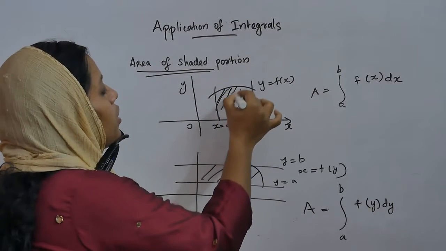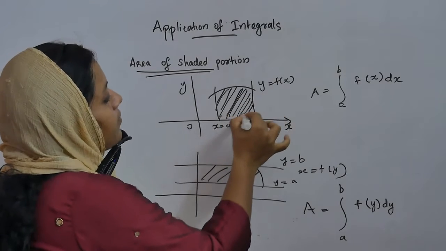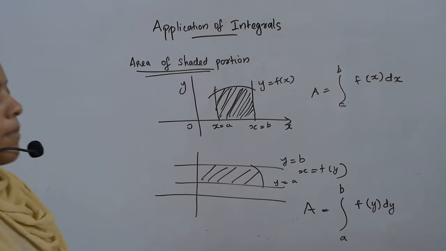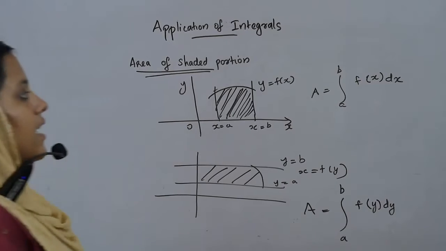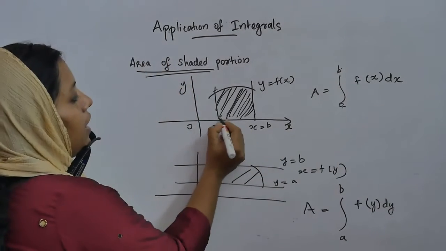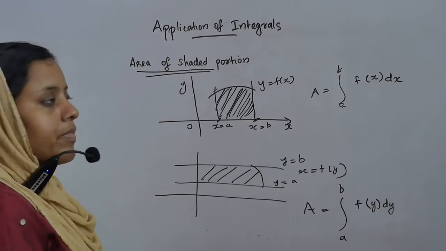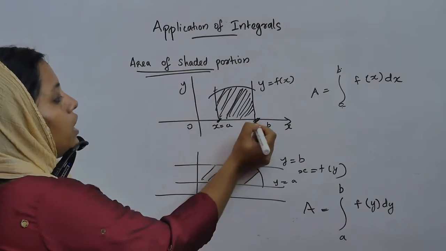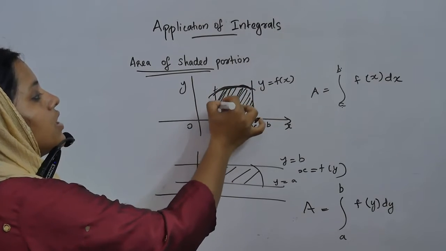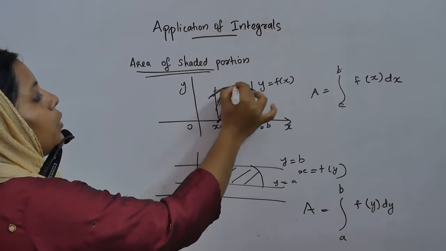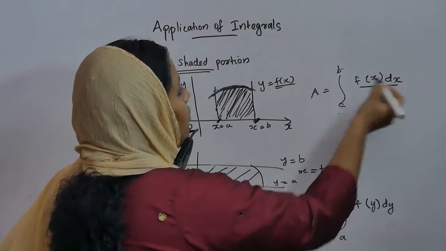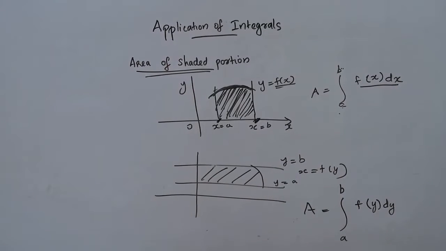Suppose we are going to find the area of this curve. How can we do that? This can be found out using integration. Area is equal to integral a to b. That means from where to where it is coming. So this is coming from x equal to a to x equal to b, and there is this curve, this region. We are finding the area. So what is the equation of this curve? f of x. So integral a to b f of x dx. So this is how we can find the area.